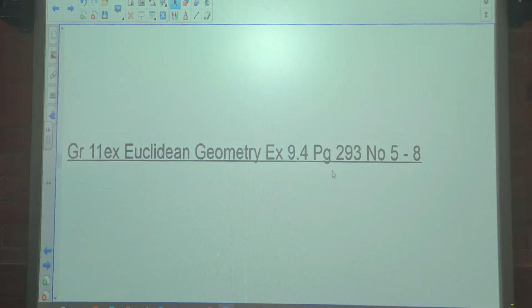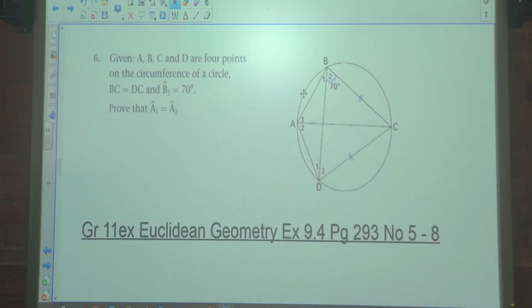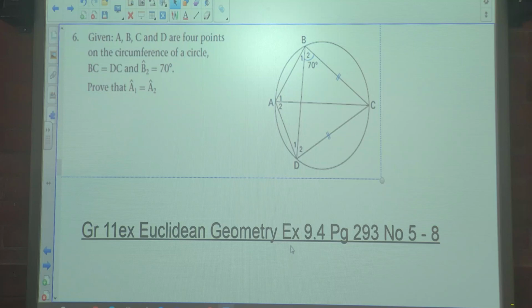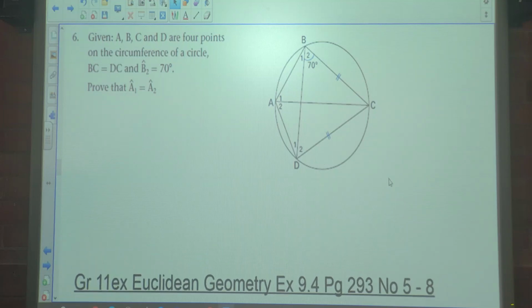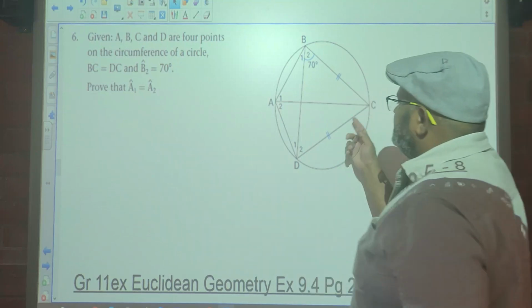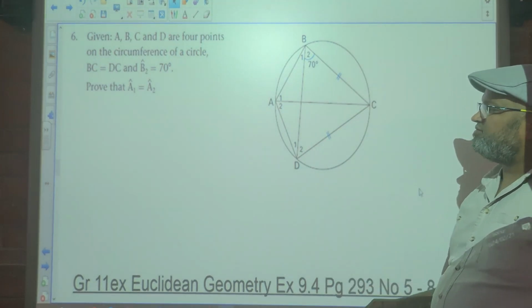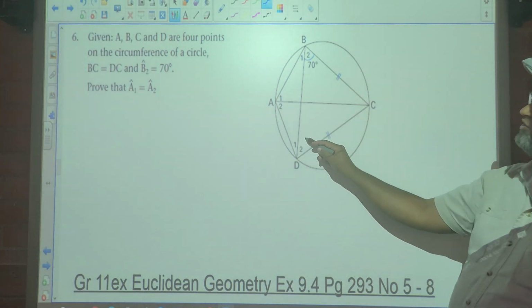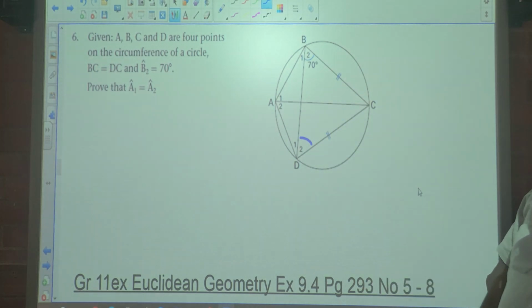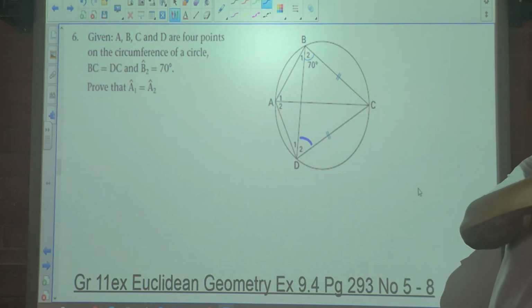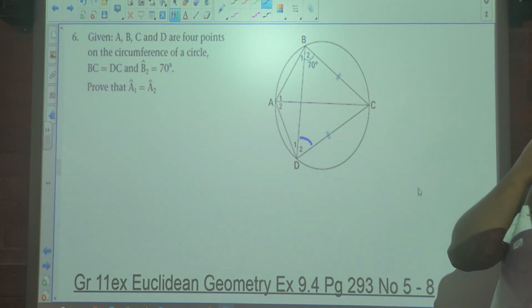Let's do the next one. Number 6. Some just get sweeter and sweeter. Given A, B, C, and D are 4 points on the circumference of the circle. Then we are told that BC is equal to DC. If these two lengths are equal, what do we know? D2 is also 70 degrees. Angles opposite equal sides. Prove that angle A1 is equal to A2.